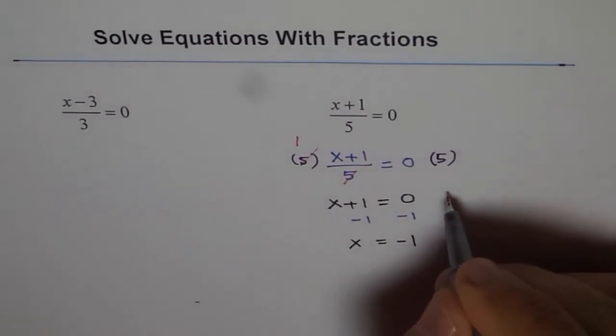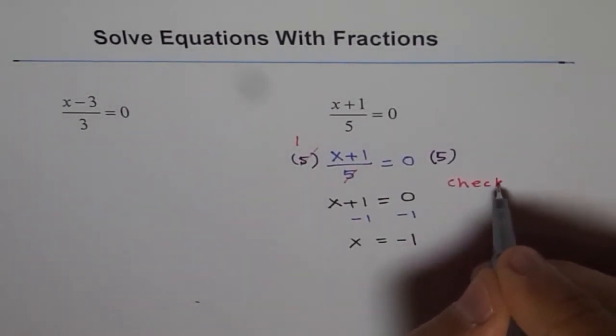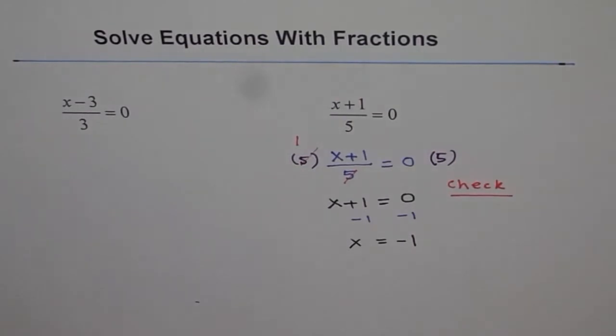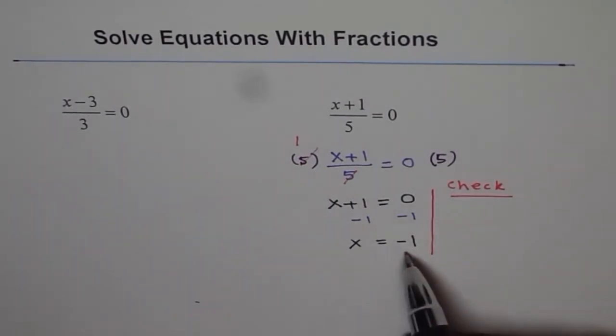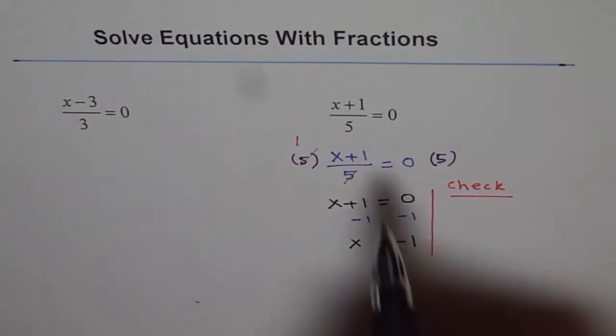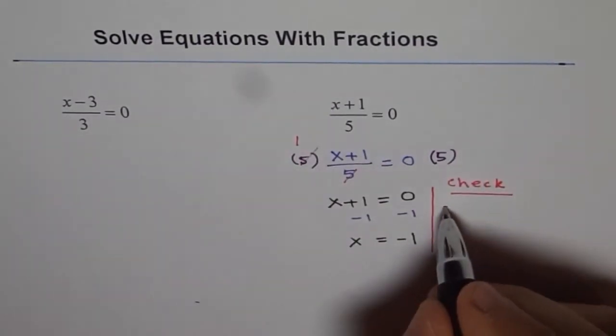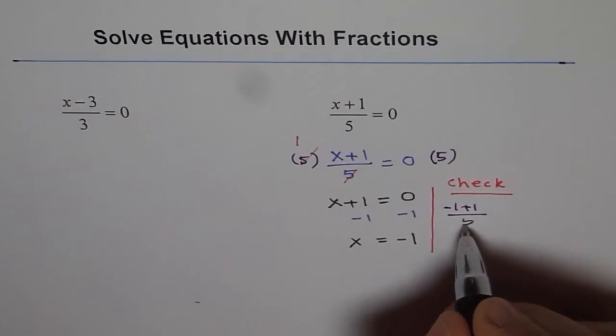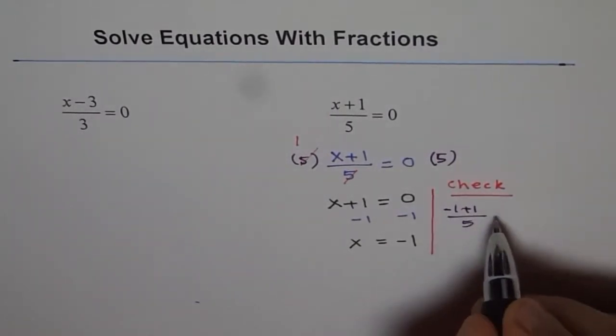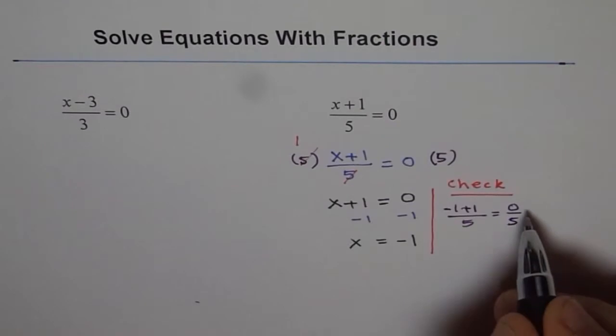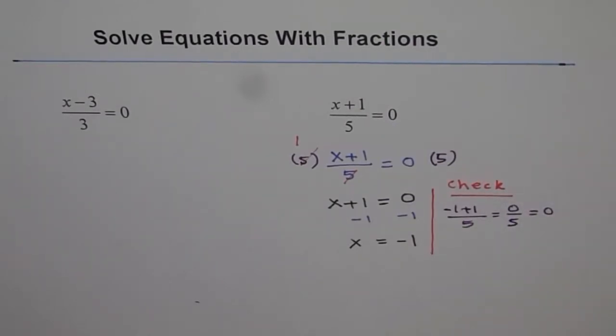Now, is this answer right? Let's check this out, right? So let's check if our answer x equals minus 1 is correct or not. So we'll do the checking part here. How do we check it? We'll substitute minus 1 in our equation. If I write minus 1 for x, I get (minus 1 plus 1) divided by 5. What is that? Minus 1 plus 1 is 0, so I get 0 divided by 5, and 0 divided by anything is 0, right? So we get the right side. So it's the right solution, correct? So that is how we can solve such an equation.